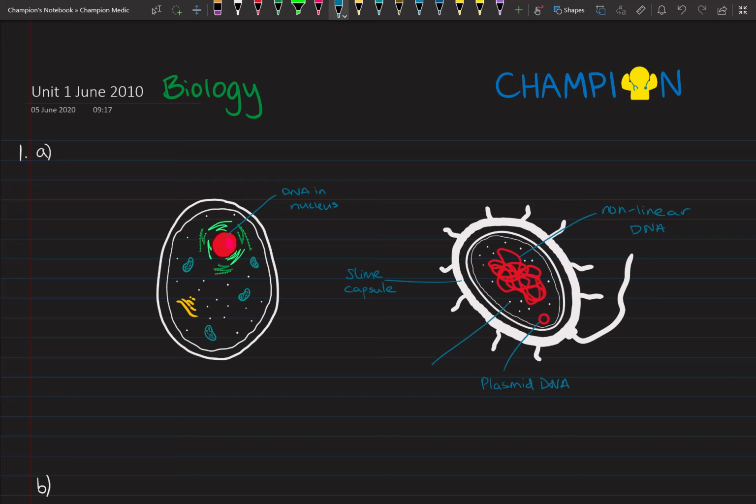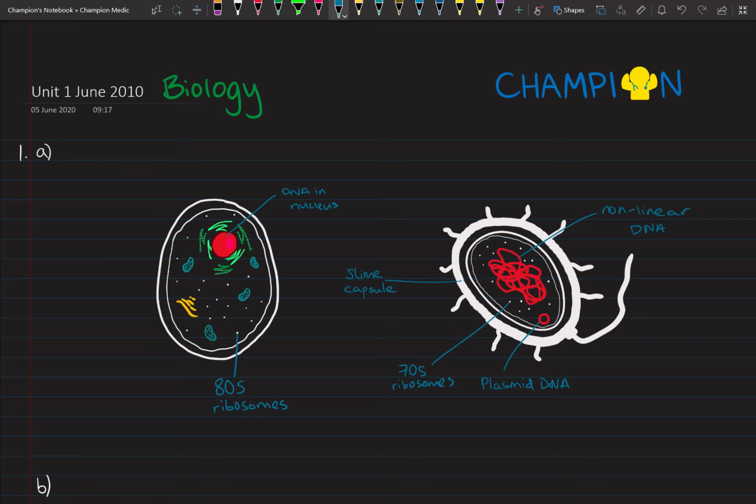Another point is the difference in ribosomes between eukaryotic cells and prokaryotic cells. So in prokaryotic cells you have 70S ribosomes, whereas in eukaryotic cells you have 80S ribosomes. That's just the difference in size, so 80S is larger and much more dense.